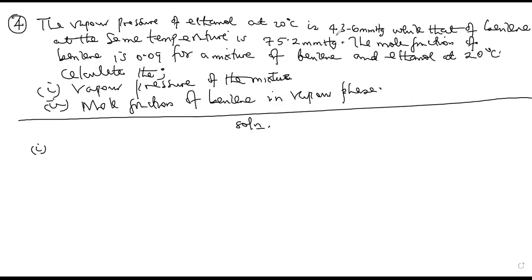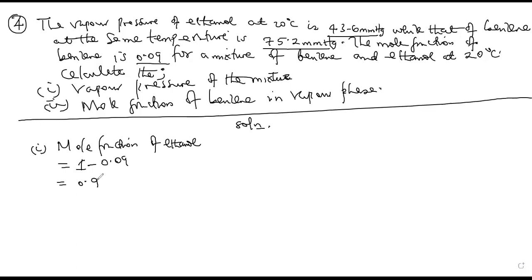Roman 1. They gave us the vapor pressures of ethanol and the one of benzene, right? They went ahead to give us the mole fraction of benzene. So if you have mole fraction of benzene, you can easily get that of ethanol. So let's first look for the mole fraction of ethanol. And it will be the total, which is 1 minus the one given, 0.09. And this is the same as 0.91.